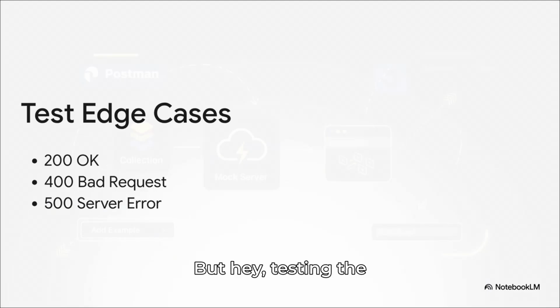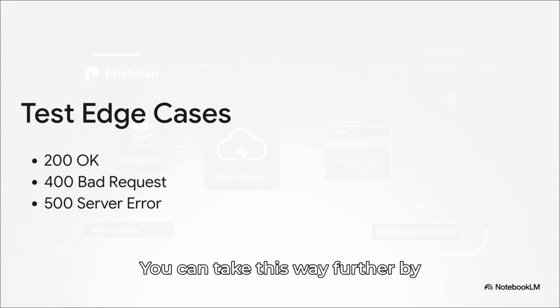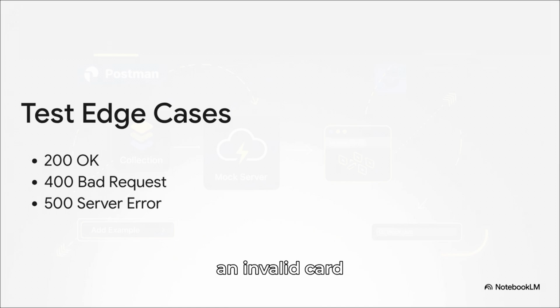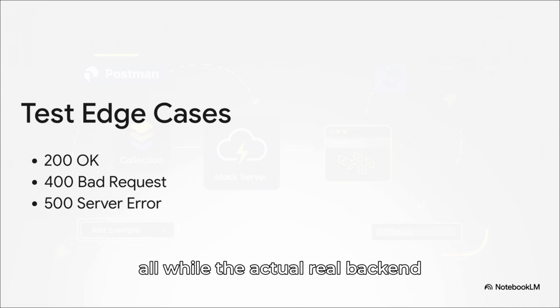But hey, testing the happy path is really only half the battle, right? You can take this way further by saving multiple examples to the exact same request. You can save an example that simulates a successful transaction with a 200 OK, another that mimics an invalid card with a 400 bad request, and even a 500 server error to represent a network timeout. This empowers your QA team to thoroughly test how the front end handles all of those tricky edge cases, all while the actual real backend is still completely offline.